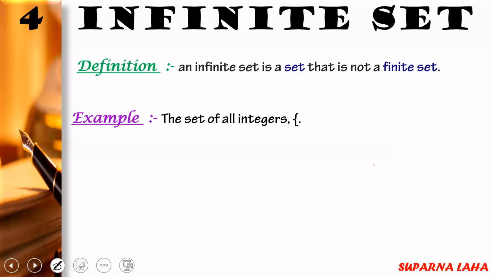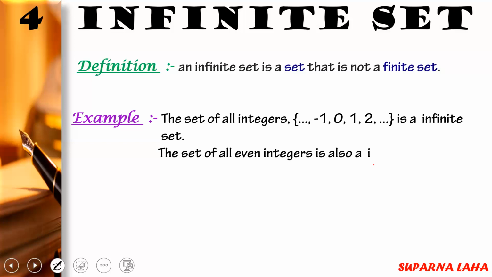The set of all integers. This is an infinite set. This is not finite. It will go on both sides. So this is an infinite set. The set of all even integers is also an infinite set. It starts from even integers, means it starts from -2, 2, and like that it will go on.